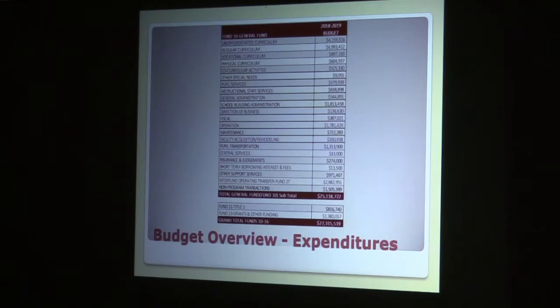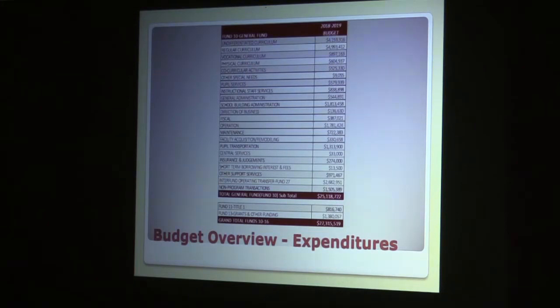Co-curriculars, we've added a little bit of money to help offset officials' costs, and we've added money for transportation because our transportation costs have increased over time. Under pupil services, we've added an additional school counselor.